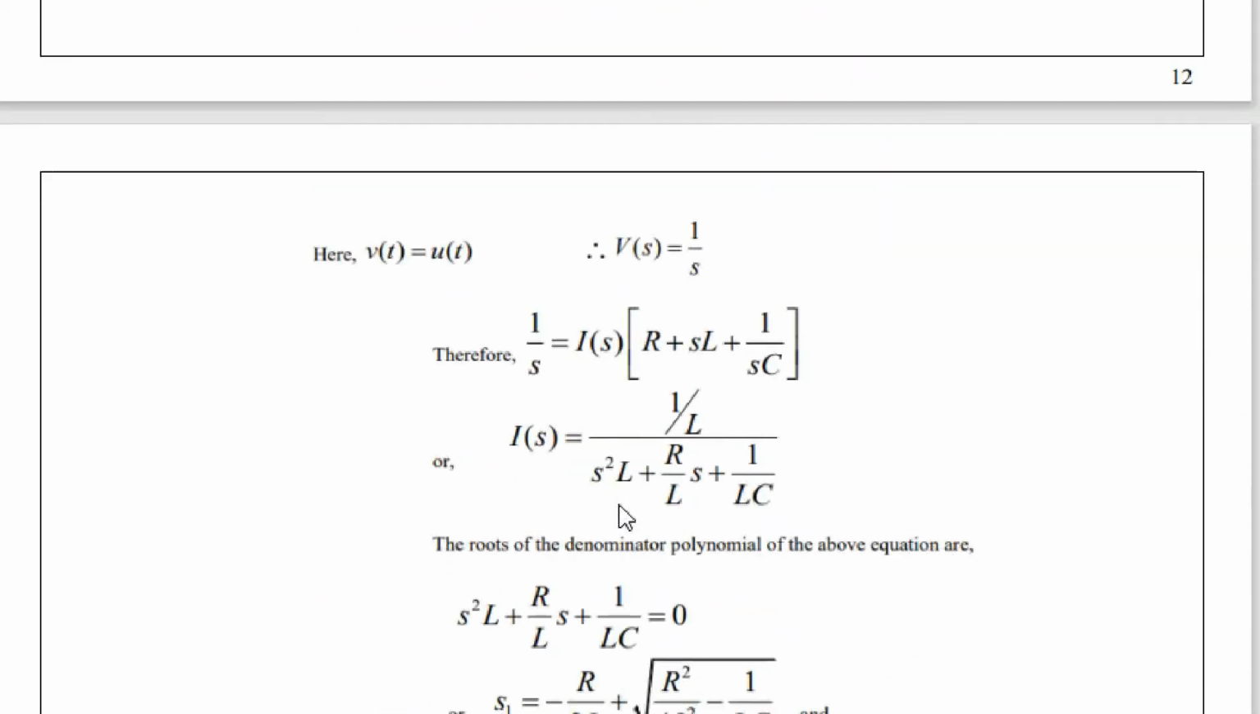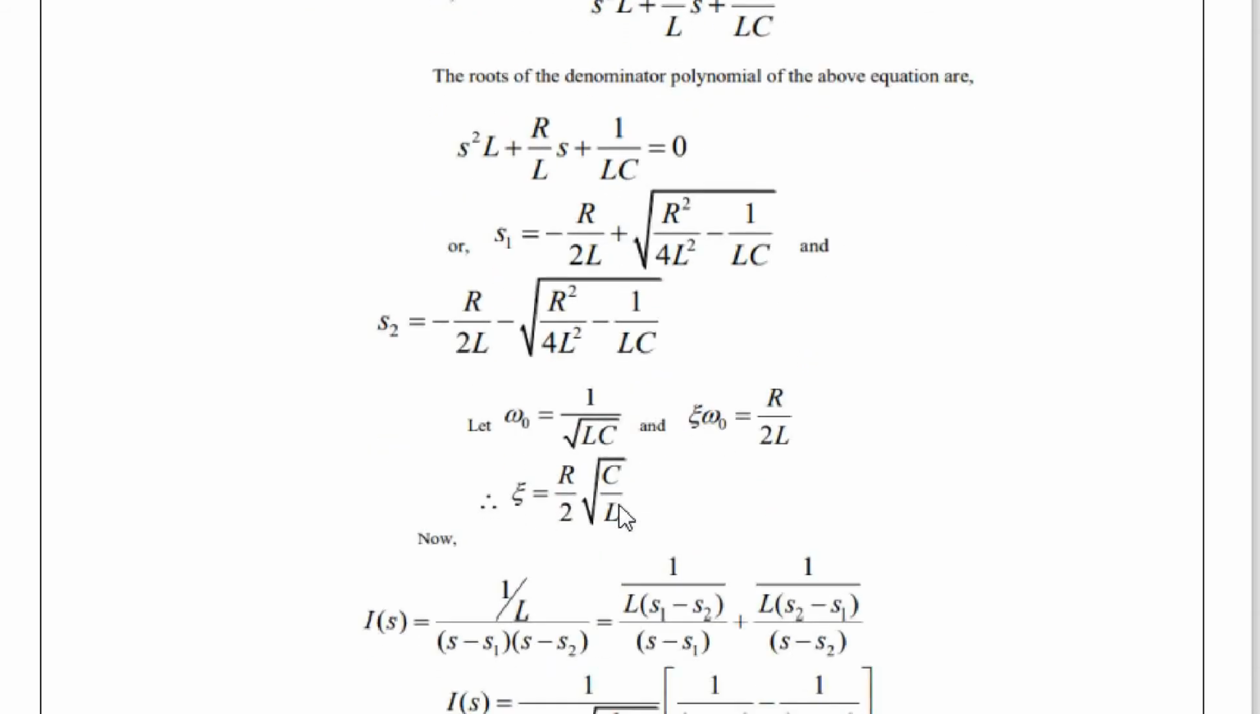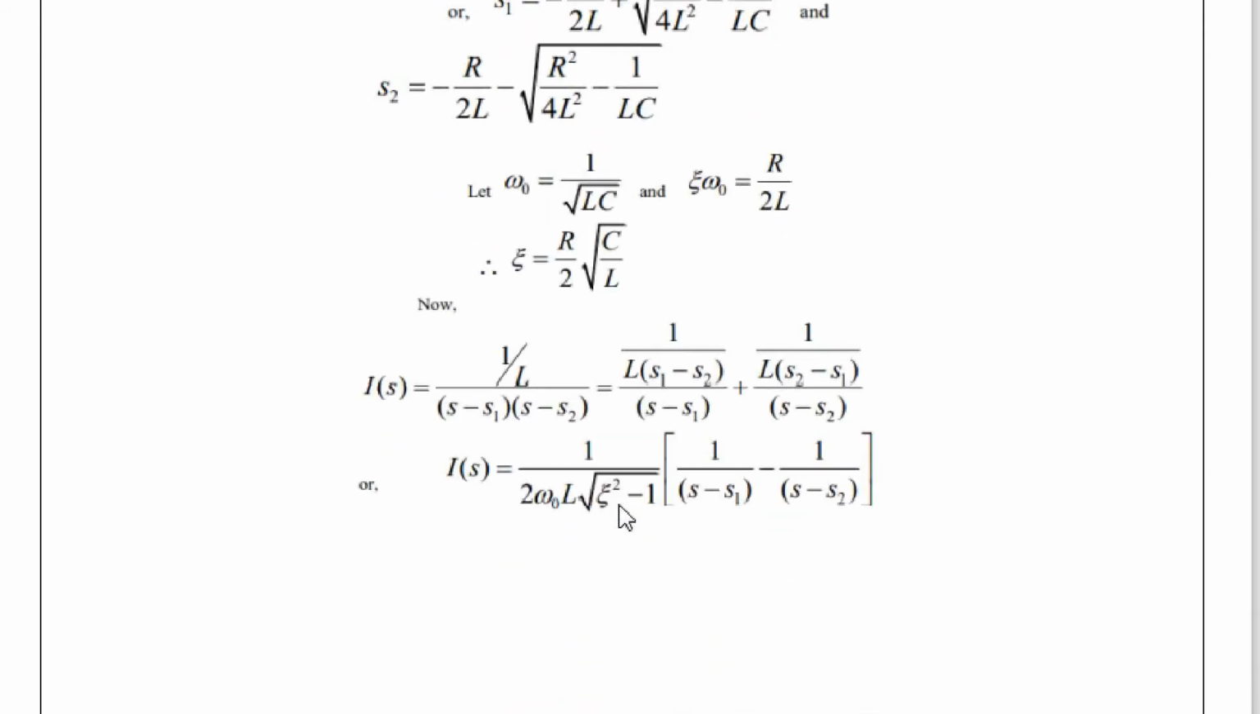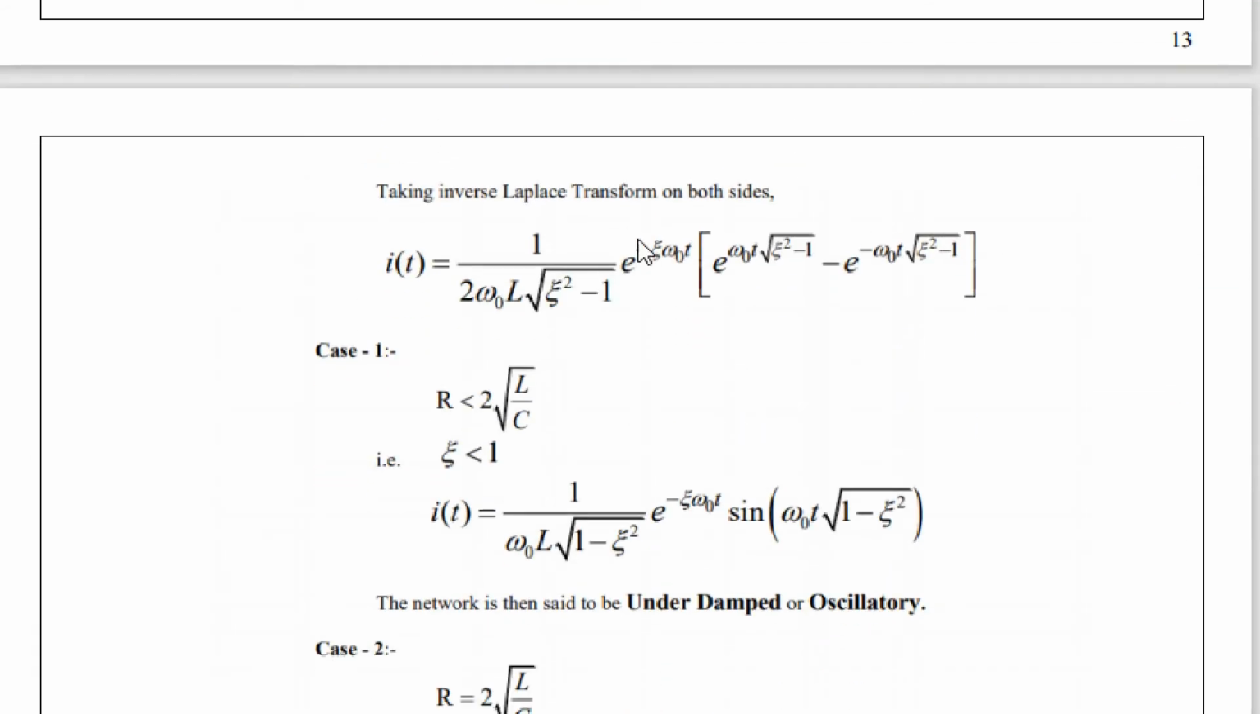By applying the inverse Laplace transform on both sides to I(s), you get I(t). In case 1 we consider R less than 2√(L/C), and this is the equation you get for I(t). The network is then said to be underdamped or oscillatory.